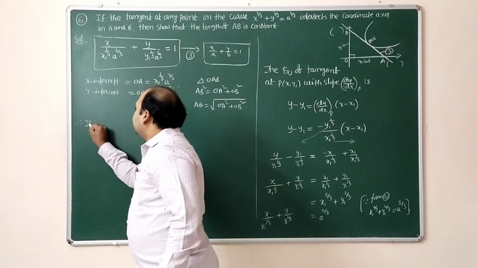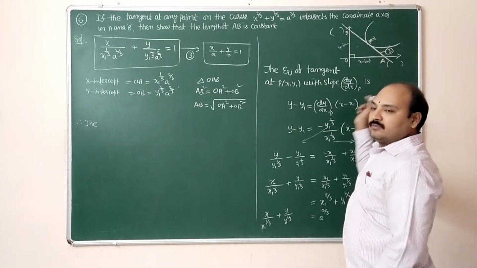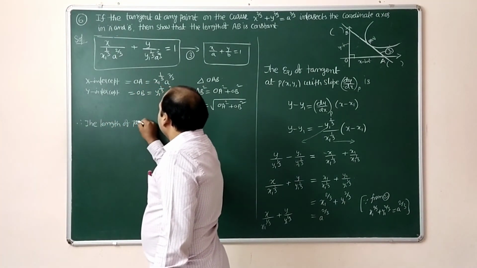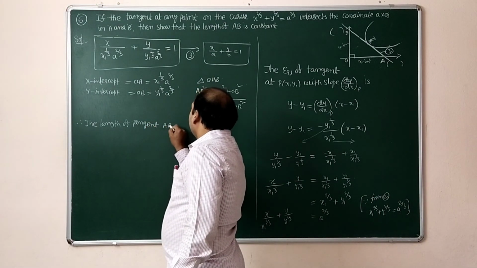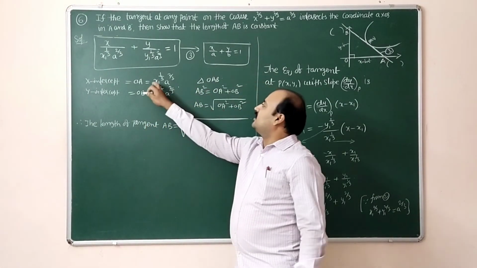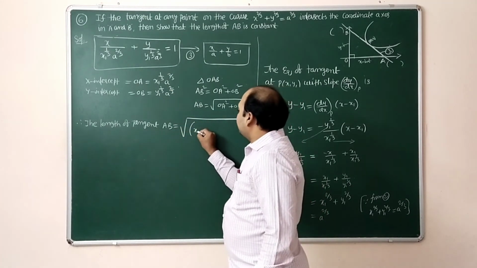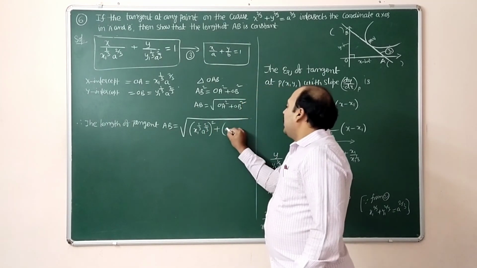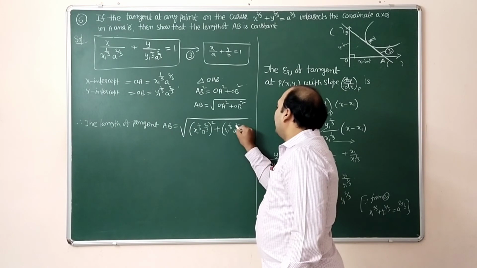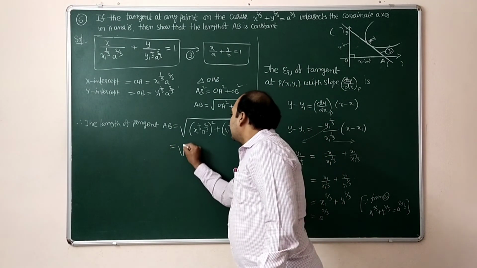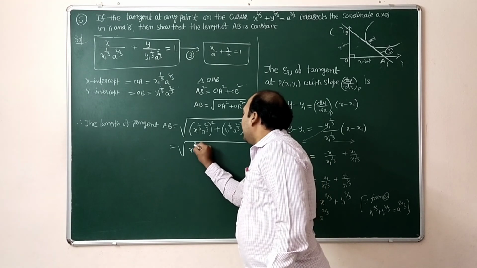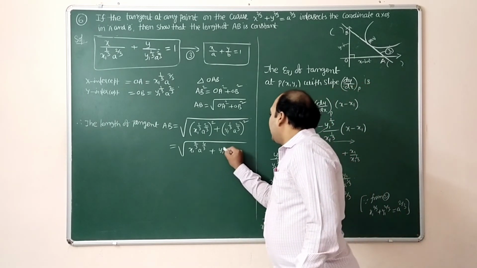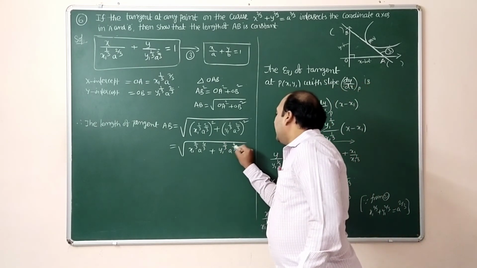Therefore, the length of tangent AB. AB means what? The length of tangent here. The length of tangent AB equal to square root of OA square. OA square means this value whole square. x1 power 1 by 3, a power 2 by 3 whole square plus y1 power 1 by 3, a power 2 by 3 whole square, which is equal to square root of x1 power 2 by 3, a power 4 by 3 plus y1 power 2 by 3, a power 4 by 3.